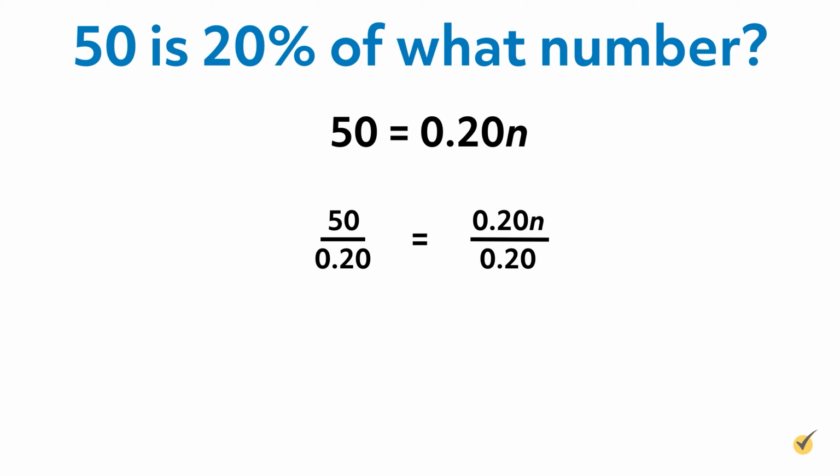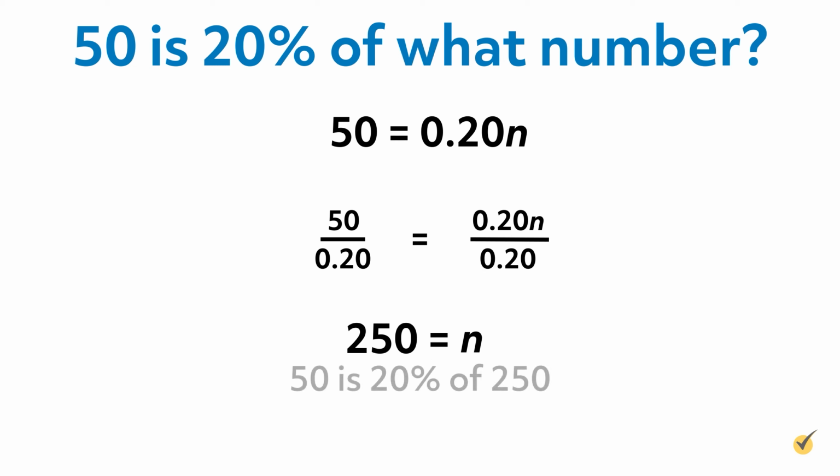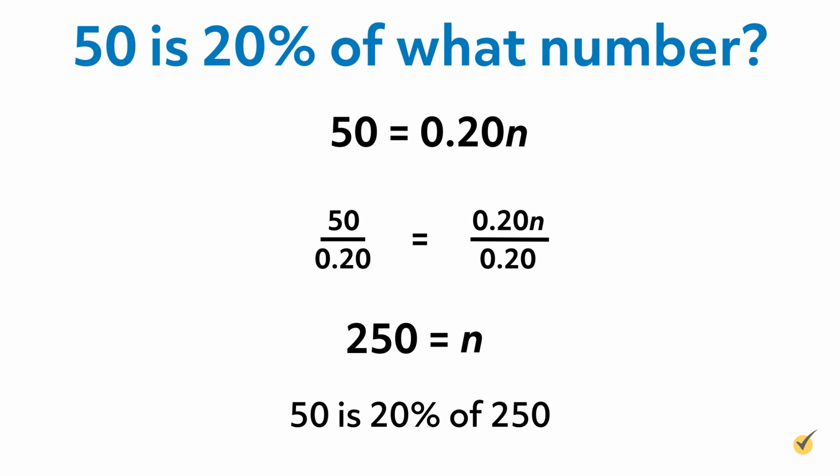50 divided by 0.20 equals 250. So write 250 on the left side of the equation. Then if we divide the right side of the equation, we'll get 1. So we're left with 1n on the right side of the equation. Since 1n is the same thing as n, 250 is equal to n. So 50 is 20% of 250. Nice work!